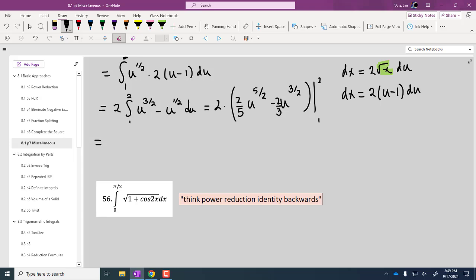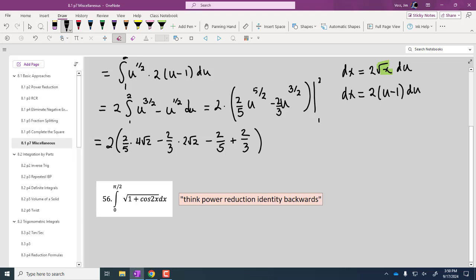When we plug in a 2, this is square root of 2. Square root of 2 5 times is going to be 2 times 2 times root 2, which is 4 root 2. We have 2 times 2/5 4 root 2 minus 2/3. Root 2 here 3 times is 2 root 2. And then we subtract off everything evaluated at 1, so we're going to get minus 2/5 plus 2/3. All times 2. All that stuff times 2.